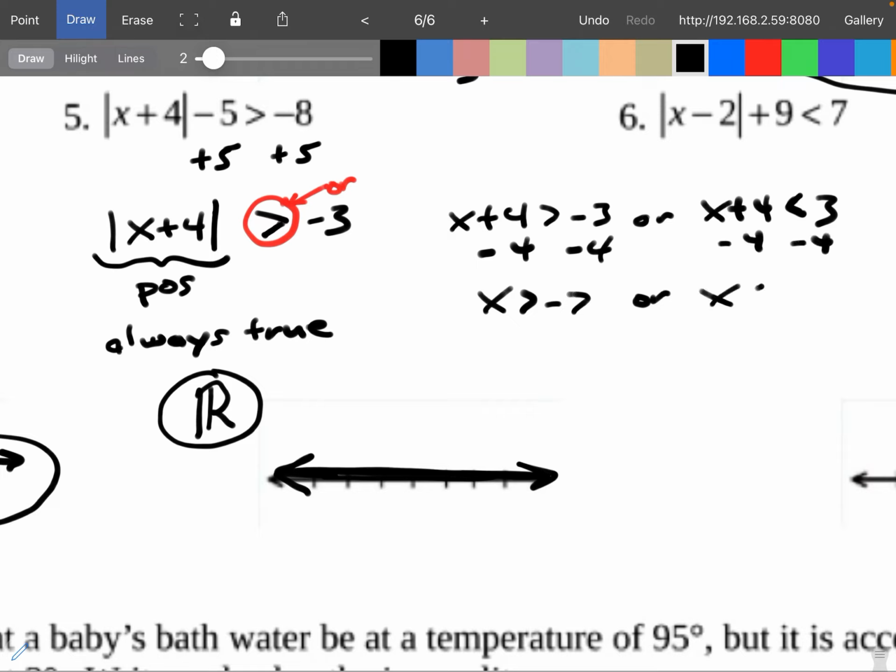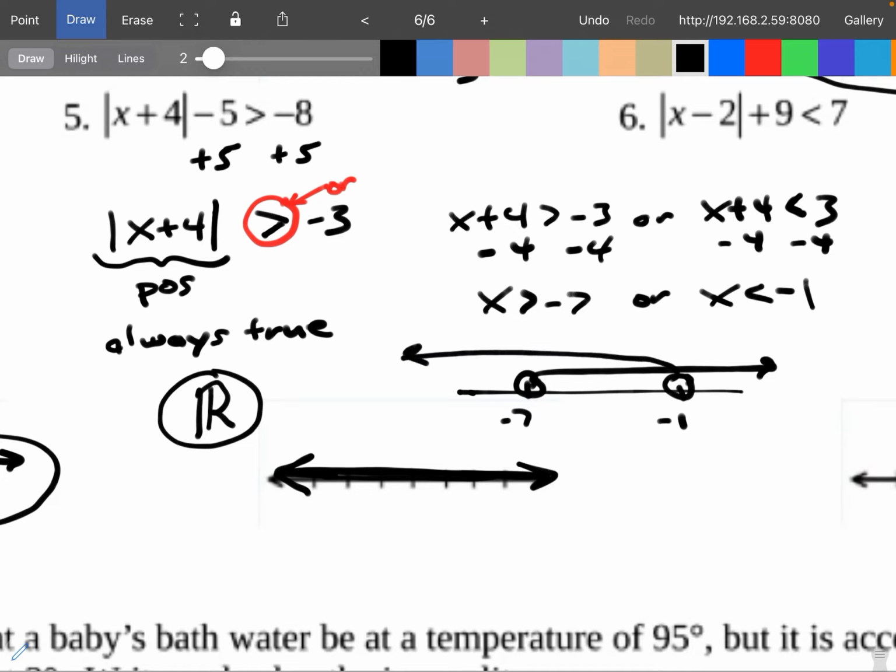So I flipped it, and I took the negative of the number on the right-hand side. Now, if I solve both of these for x, this one is x is greater than negative 7, and this one, subtract 4 on both sides, is x is less than negative 1. Now, let's think about what that graph would look like.